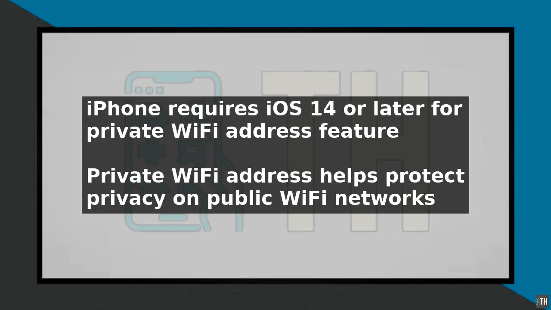To turn on or off the private Wi-Fi address on your iPhone, follow these steps. First, make sure your iPhone is running iOS 14 or later, as this feature is only available on these versions. The private Wi-Fi address feature is designed to help protect your privacy when connecting to public Wi-Fi networks.